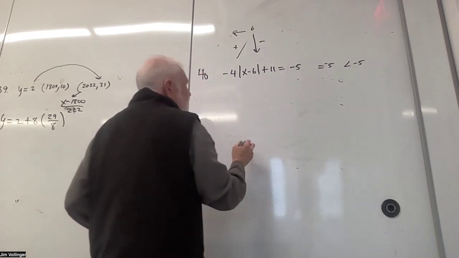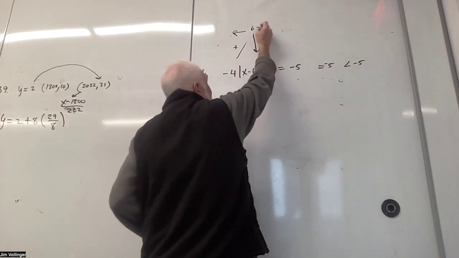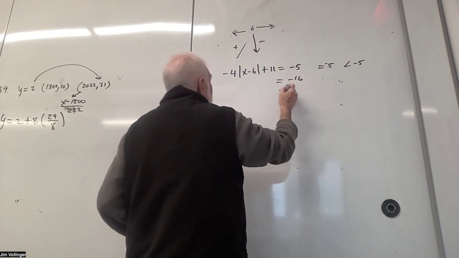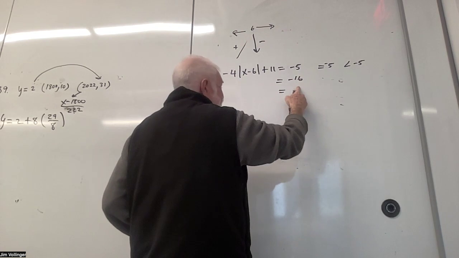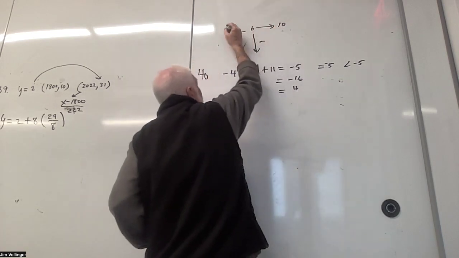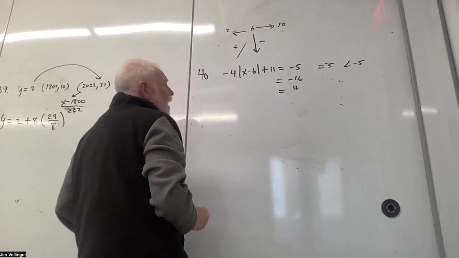So I know that this thing hinges at 6. How far over do I have to go? Well, that's -16. -4 goes into that 4 times. I've got to go 4 units from 6. So I already know that my answers are 2 and 10. Okay, how do I know that?